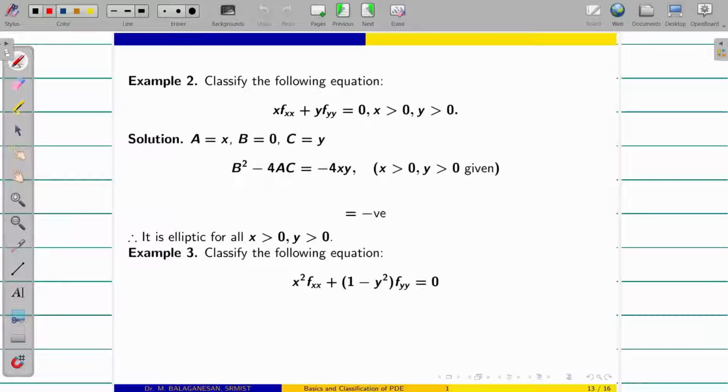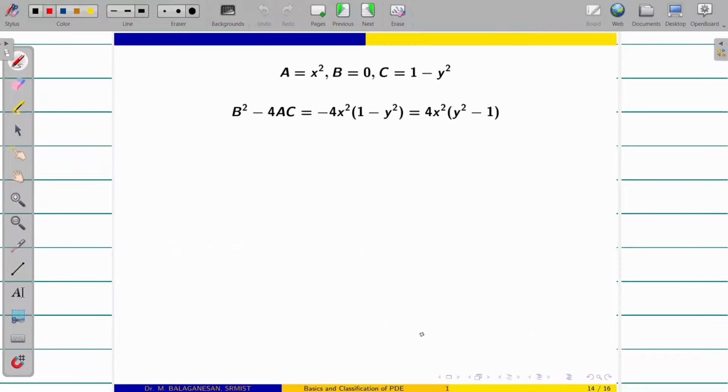Then another different problem, and an important one also. x square f double x plus 1 minus y square f double y equal to 0. So a value is x square, b value is 0, c value is 1 minus y square. Substitute in the formula, you will get minus 4x square into 1 minus y square. This 1 minus y square I'm going to write as y square minus 1, multiplying the negative inside. It will be positive, y square minus 1. I have written like that. So this is my b square minus 4ac.